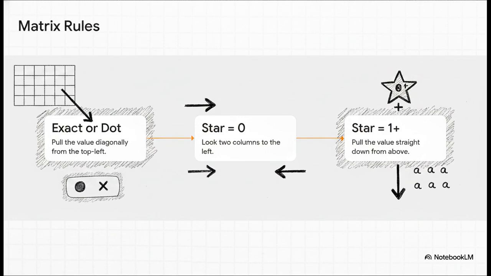Step 2. If we hit a star, our first option is to treat it as 0 occurrences. To do this, we just look 2 columns to the left, exactly like we did in the base cases. Step 3. If we hit a star and the preceding character actually matches our current string character, we can treat it as 1 or more occurrences. In that specific case, we just pull the value straight down from the row directly above it.